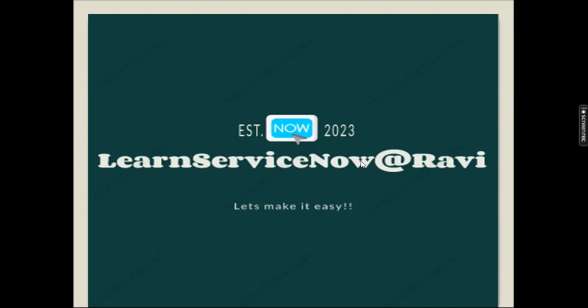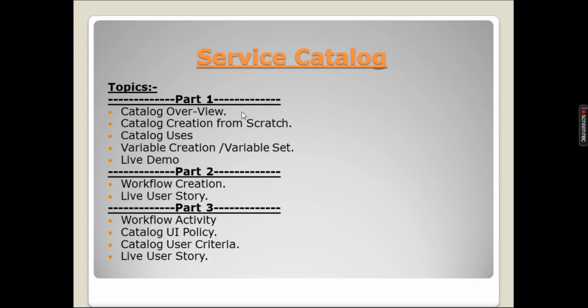So we are back on the series Learn ServiceNow from Zero till Advanced English. And we are continuing the series of catalog, and we are on video part number 3. In catalog part 1, we have seen how we have created the catalog item from scratch. In catalog part 2, we have created the workflow. In catalog part 3 today, we are going to see whatever activities are available which we are going to use. Then we are going to see catalog UI policy, then user criteria, along with the live user story, which we are already discussing.